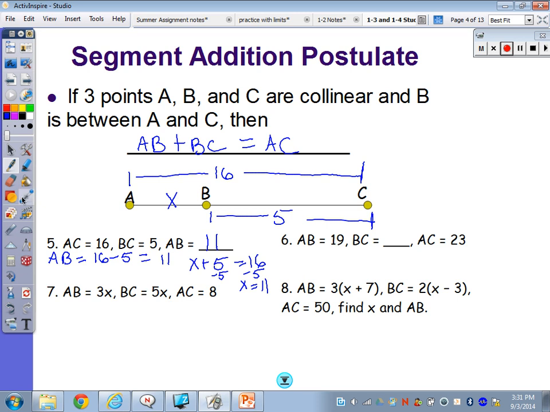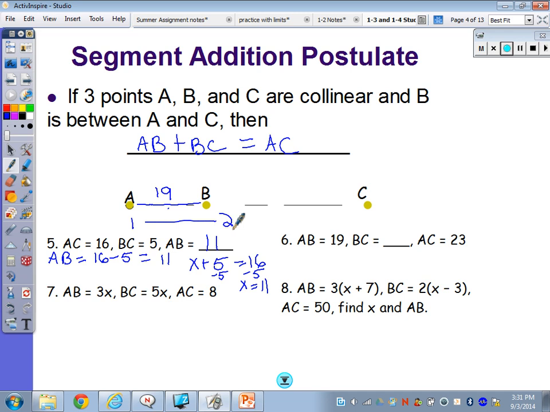So number 6. So I'm going to erase what we had here to relabel my diagram. You always want to label your diagram. It helps. So AB, this part, is 19. AC, so the whole thing, is 23. I want to find BC. So again, BC is a part of it. So what we do is we take the entire thing, which is 23, and we subtract the part that we know, which is 19, to find the other part, and that would give us 23 minus 19 is 4. So BC would be 4.